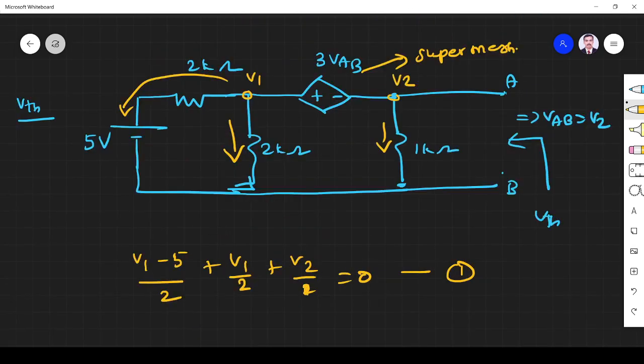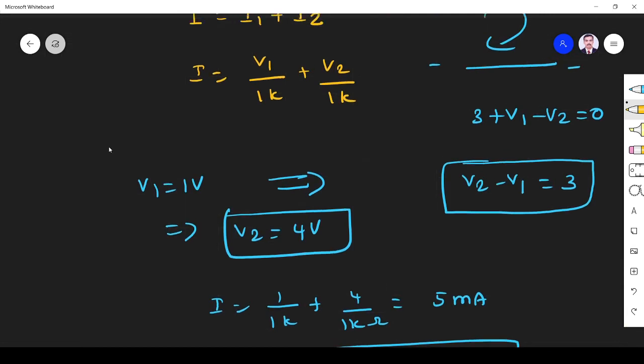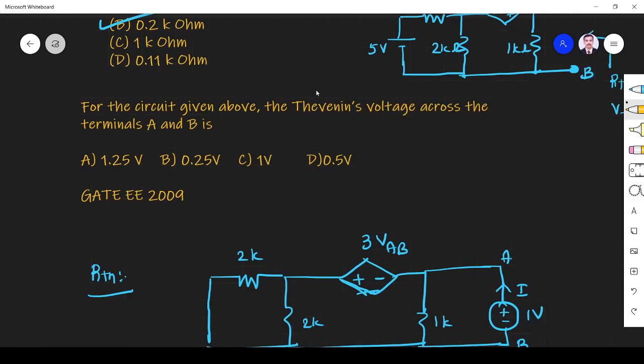What is V2? V2 is the voltage across 1 kilo ohm. The same voltage appears across AB. So VAB is equal to 0.5 volt. That's what open circuit voltage. Open circuit voltage is nothing but Thevenin's voltage. So V Thevenin is 0.5 volt. So let us see where is the answer. The answer is 0.5 volt. So option D is the right answer. Thank you.